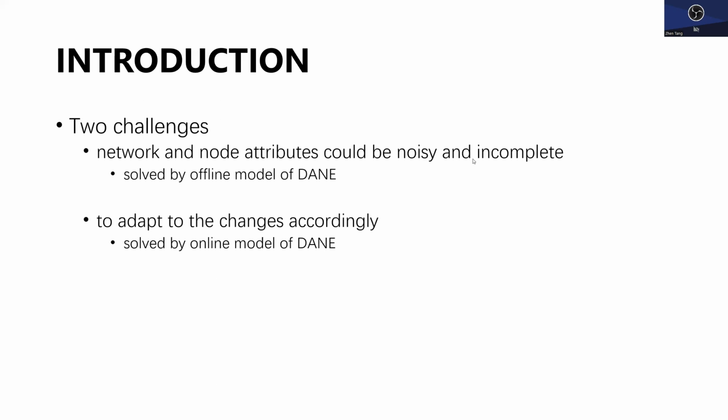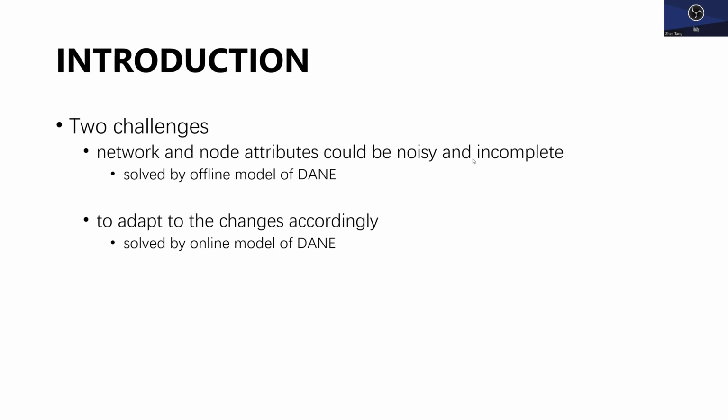There are two major challenges. The first is that the inherently correlated network and node attributes could be noisy and incomplete. It necessitates a robust consensus representation to capture their individual properties and correlations.